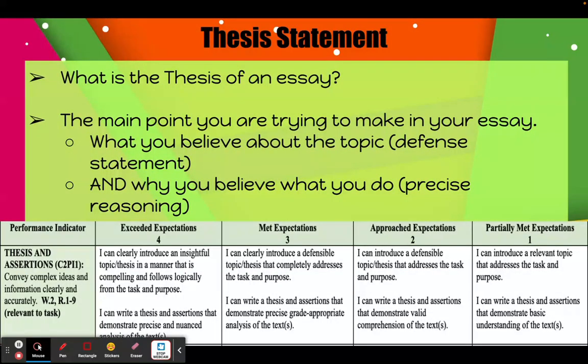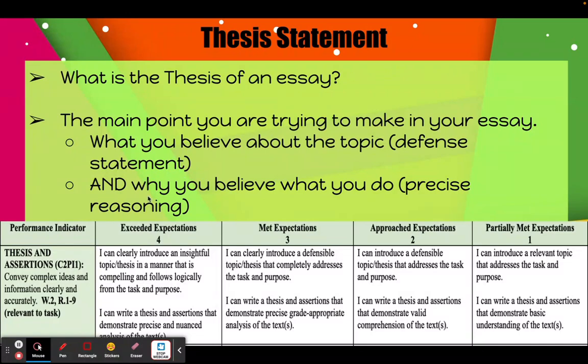Thesis statements. So, what is the thesis of an essay? Well, quite simply, it's the main point you are trying to make in your essay. Just like a claim, it's what you believe about the topic. That's your defense statement, where you change the question or the writing prompt into your statement of belief. And then it's why you believe what you do, which is your precise reasoning. So, yes, this must be defensible and precise, just like your argumentative claims.